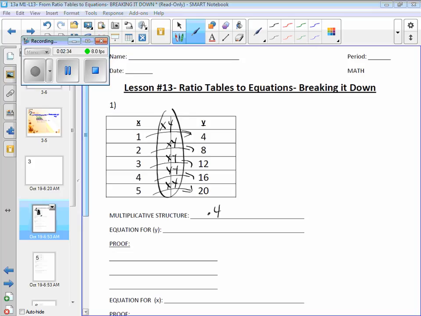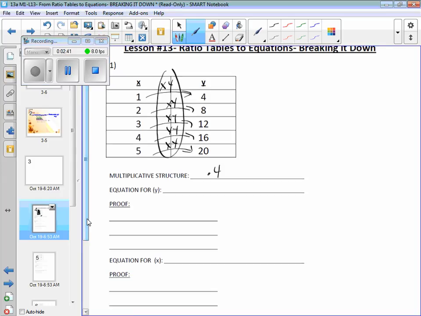Yes. You've just created an equation. You don't even know it. All I told you is, watch what I did. I said, any value for x times what? 4. 4 will equal the value for y. Equation done.